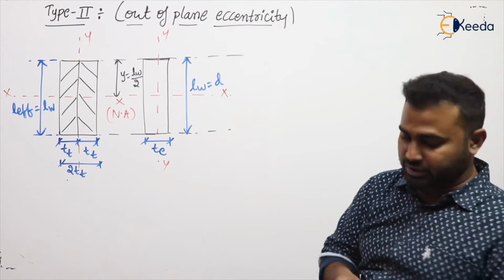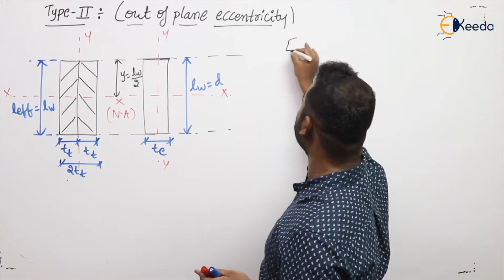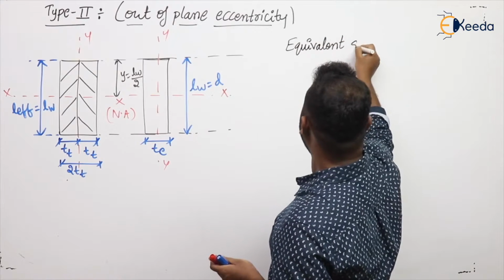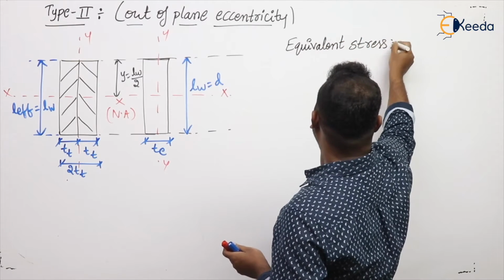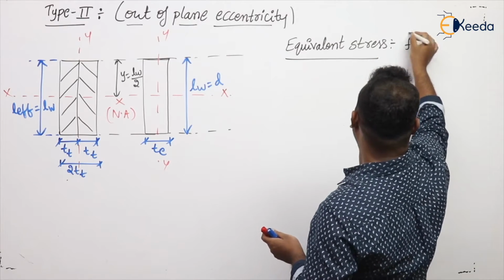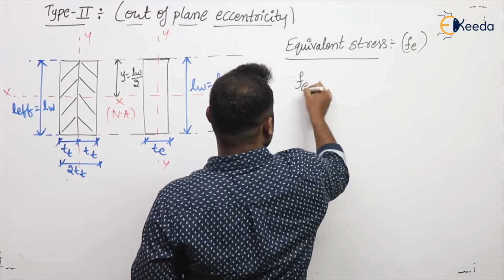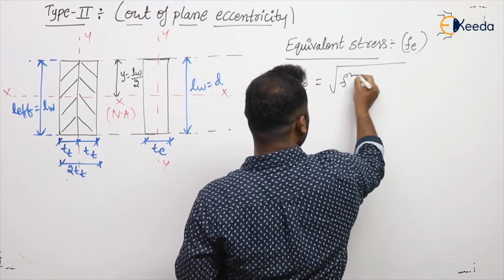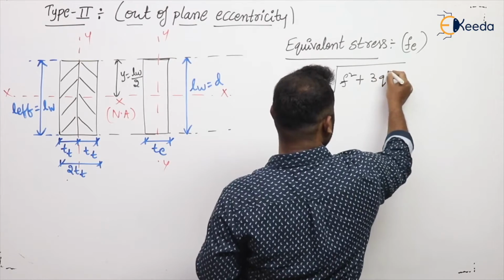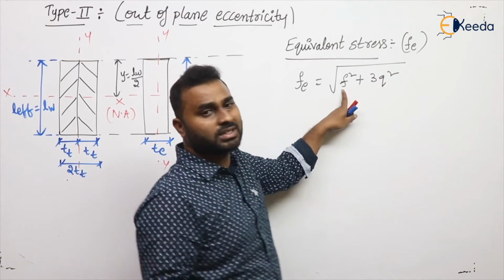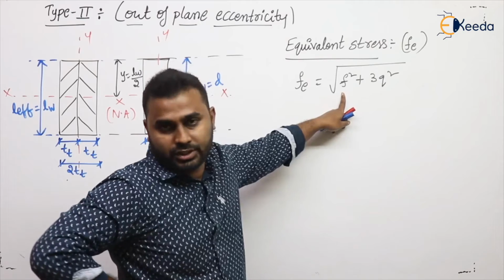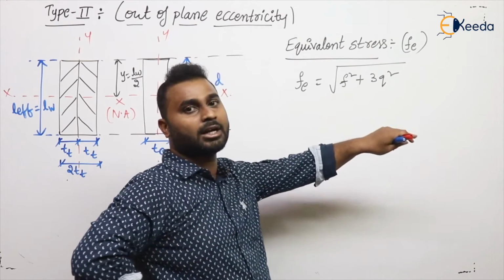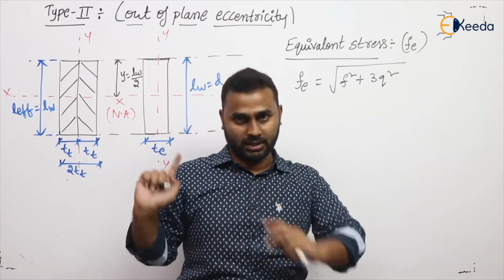So the combination of two stresses is called equivalent stress. We represent it with Fe. As per the formula mentioned in the code, Fe is root of F square plus 3Q square. We know what F and Q are. F is the normal stress, whether axial or bending, and Q is the shear stress. Both are calculated, which means both are due to external applied loading. Is that clear, everyone?